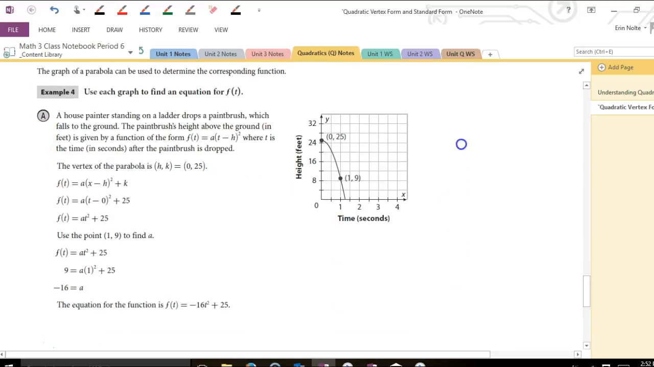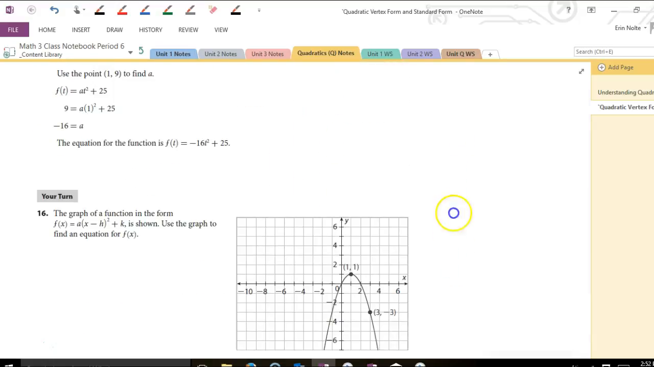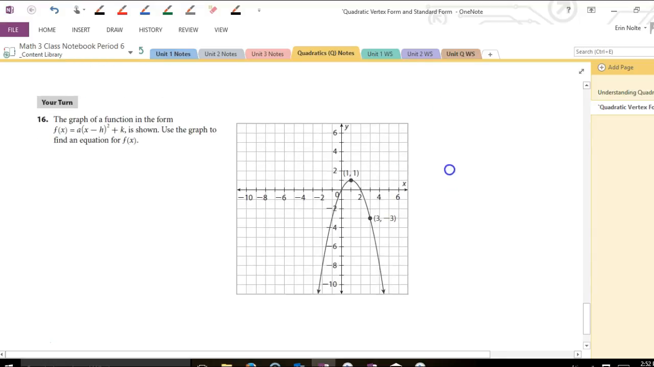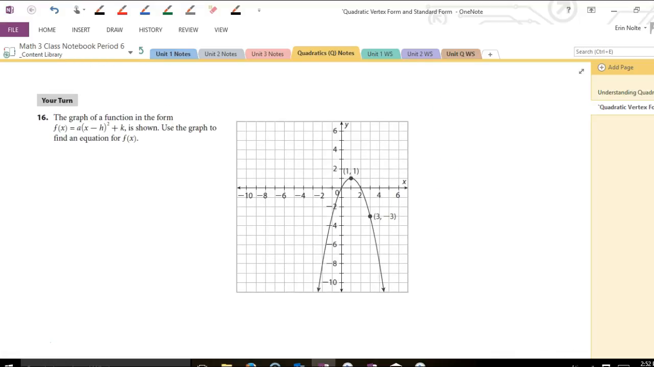All right, so this last little piece is just a real world example. I'm not going to go over it right now, but I'm going to do question number 16 really quickly. Anytime they ask you to come up with an equation and they start with a vertex, the form you should always start by putting it into is vertex form. So what is my vertex on this particular parabola? 1, 1. So I'm going to throw that into my vertex form.